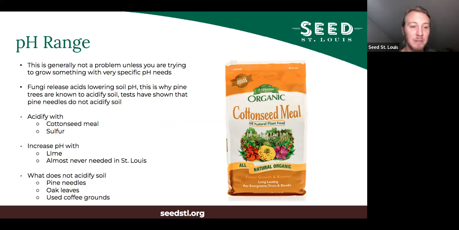And then, like I mentioned, things that do not acidify the soil, unfortunately, are pine needles, oak leaves, and used coffee grounds. Used coffee grounds is one that people debate about because they're like, coffee is really acidic. And it's like, yes, and all the acid went into your coffee. That's why coffee is not great for your teeth. Like the acid isn't left in the grounds, unfortunately. So if you want to go buy coffee beans and sprinkle them around your plants, that will probably acidify your soil, but it's way cheaper to go buy some sulfur.